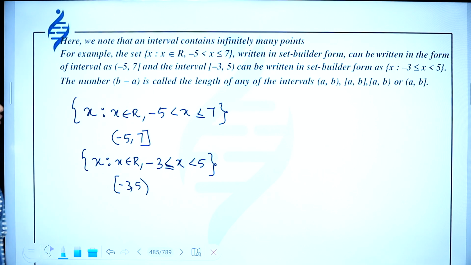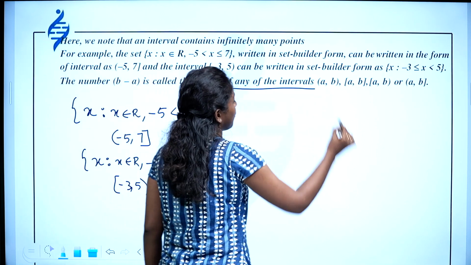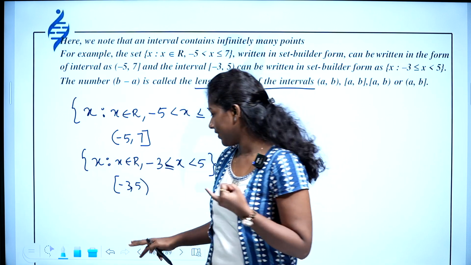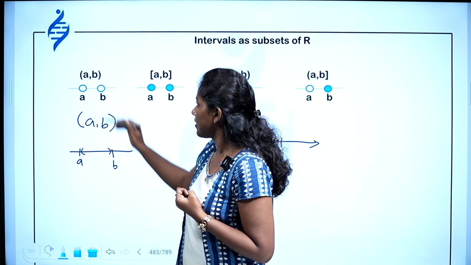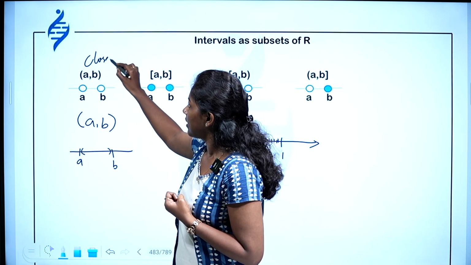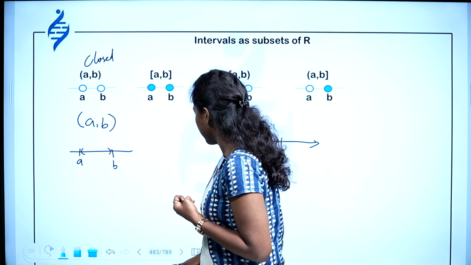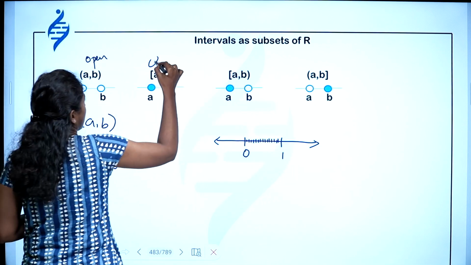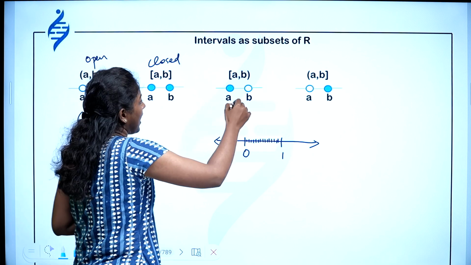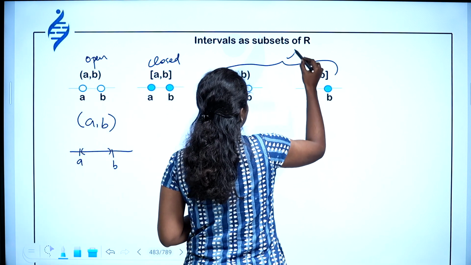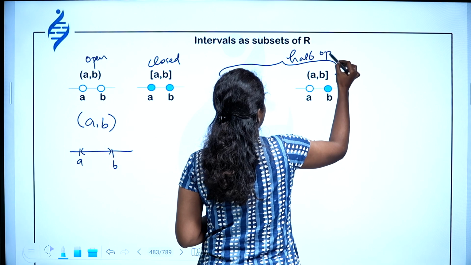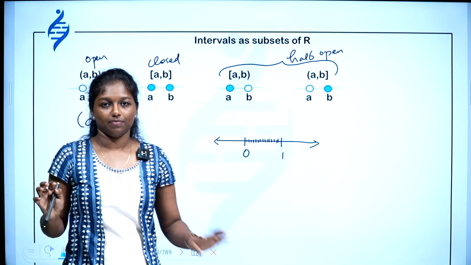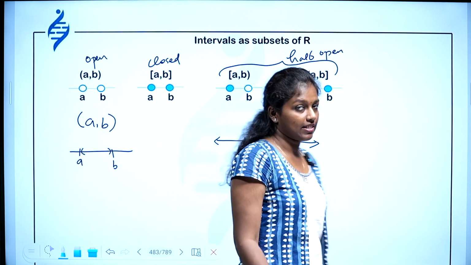Then, what do you mean by the length of an interval? If you are given two intervals, we have learned about closed interval. Sorry, this is an open interval, I'm really sorry. This is a closed interval, and these two are half open intervals, because they are open only on one side.